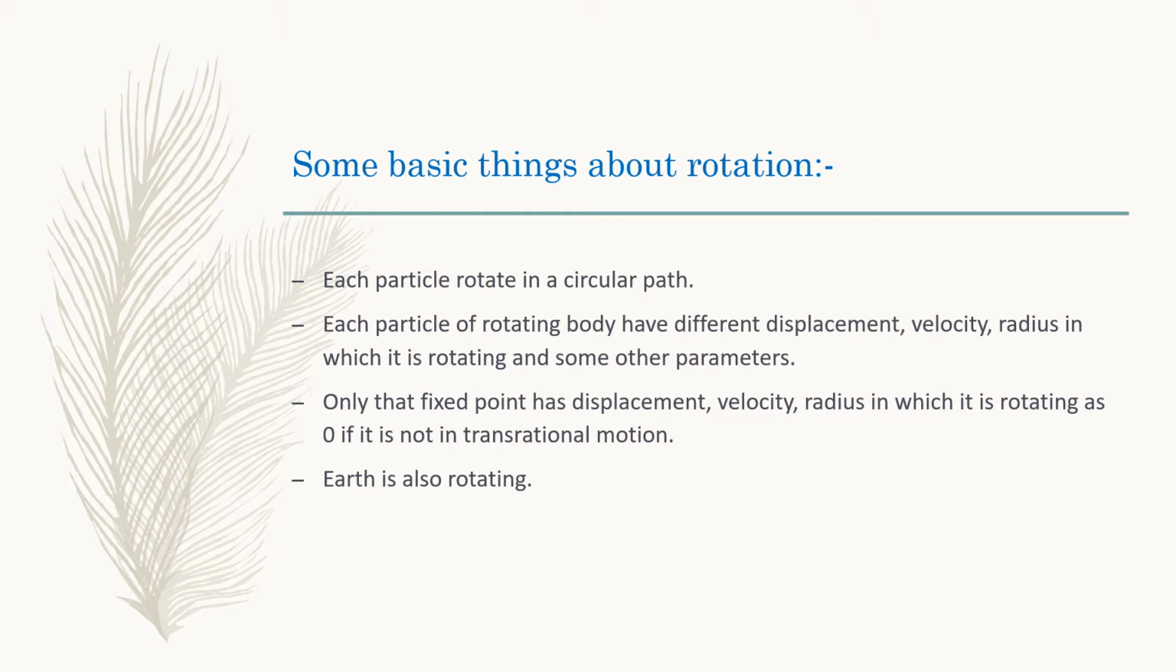Now, let's see some basic things about rotation. Each particle rotates in a circular path. If an object is rotating, then each and every particle is moving in a circular path except that fixed point. Each particle of the body has different displacement, velocity, radius in which it is rotating and some other parameters according to the time, but only that fixed point has displacement, velocity, and radius of rotation as zero, as it has no translational motion. And in fact the earth is also rotating.